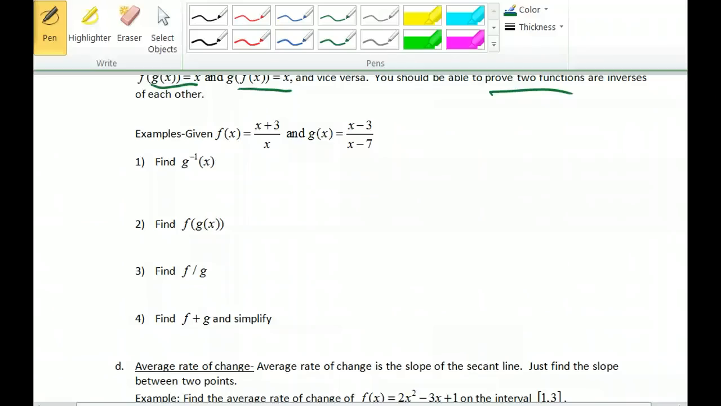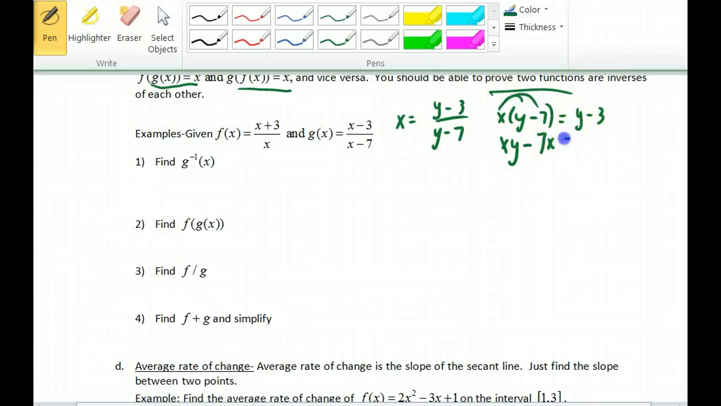Okay, first of all, find the inverse of g. So if I find the inverse of g, that means to switch x and y. So I'm going to go x is equal to y minus 3 all over y minus 7. Cross multiply: x times y minus 7 is equal to y minus 3. I got y's all over the place. I got to solve for these. Well, the best way to do it is get all your y's on one side and everything else on the other. So what I'm going to do is I'm going to distribute this first. So I put the x into both of those, and this is equal to y minus 3.